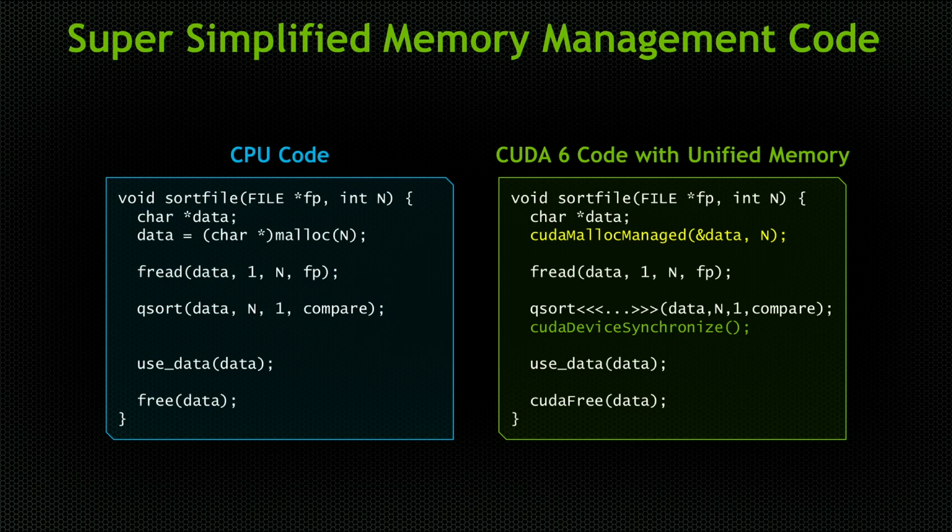With CUDA 6 and unified memory, the code to do this on the GPU would look something like this. Instead of using malloc, we just use cudaMallocManaged, and that gives us a single pointer that's accessible from either the CPU or the GPU. So then we can read directly into that managed pointer from a file, and then we can pass the same pointer to a GPU kernel. In this case, we have some hypothetical qsort that runs on the GPU, so we do a kernel launch for that. After we've sorted it, we can synchronize the device, and after that, we're able to use the data again on the CPU. So we access the same pointer again from the CPU, and then we free it using cudaFree.